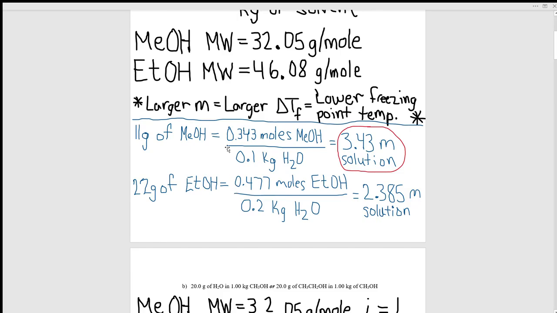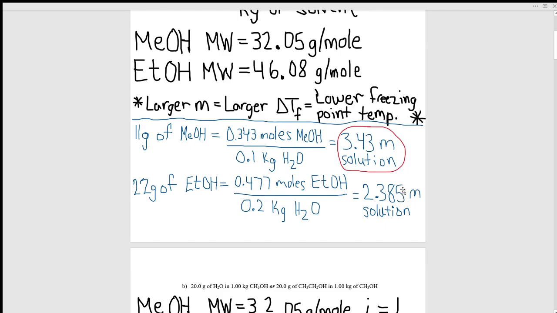When we divide 0.343 moles of methanol by our 0.1 kilograms of water solvent, we get a solution with a molality of 3.43. And when we divide 0.477 moles of ethanol by our 0.2 kilograms of water solvent, we get a solution with a molality of 2.385.